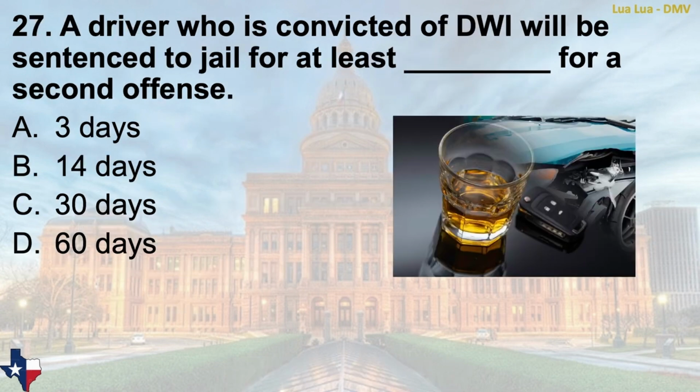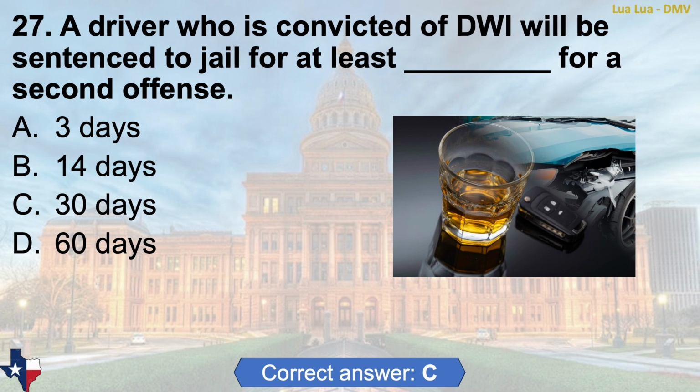Question 27. A driver who is convicted of DWI will be sentenced to jail for at least blank for a second offense. A. 3 days. B. 14 days. C. 30 days. D. 60 days. The correct answer is C. 30 days.